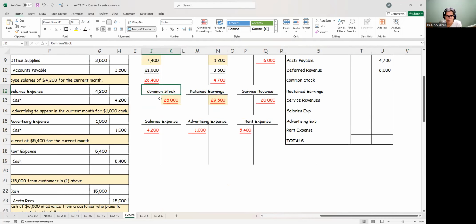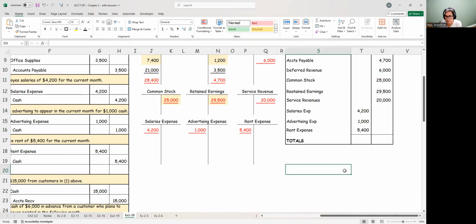Then you have your common stock and retained earnings. Both of these have credit balances. They're equity accounts. Put them on the credit side. Revenues has a credit balance. Remember, revenues increases retained earnings, so it should have a credit balance. Salaries expense, advertising expense, rent expense, all should have debit balances. They're expenses, which they do, put those on the debit side.